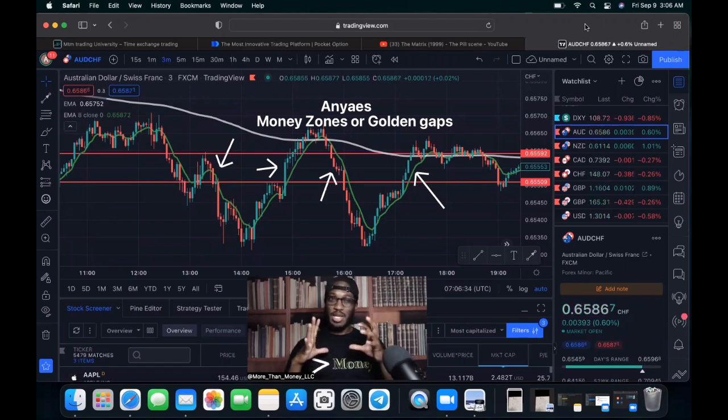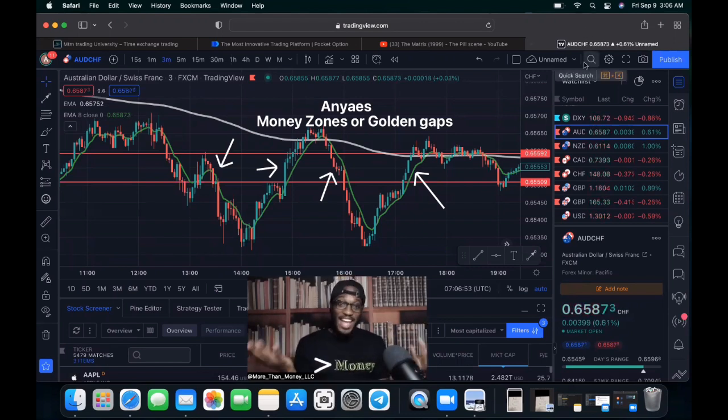These zones that I'm catching from time to time and seeing here and there, this is money. It's money in these zones. And so I just threw my name on the front of it. It was no ego thing or nothing like that, but I had to coin the term. So let's jump right on into it, guys. Money zones, golden gaps, whatever you want to call them. Anyae's money zones, if you want to call them that.